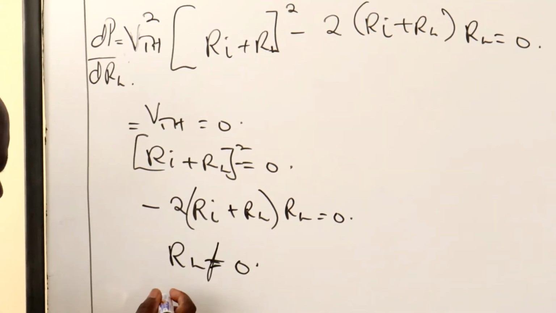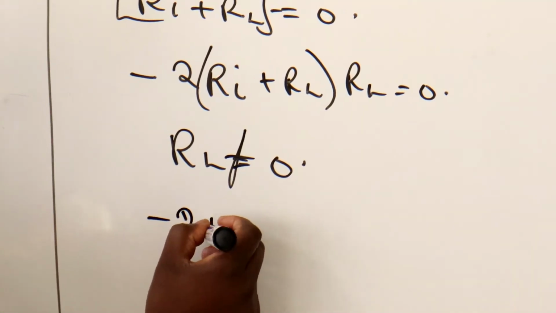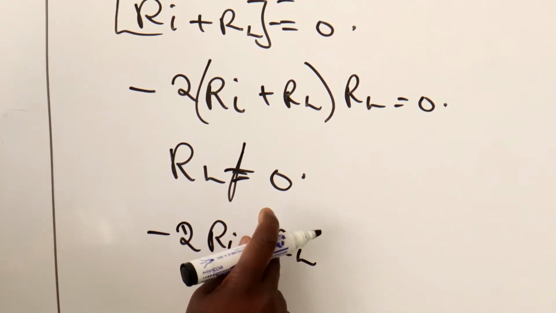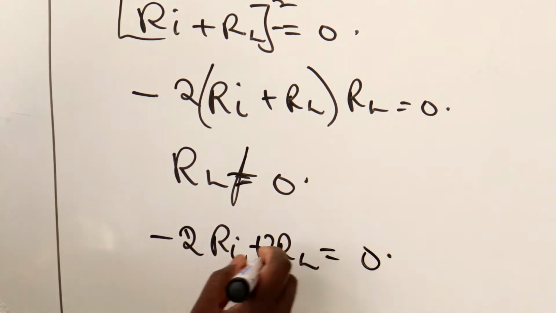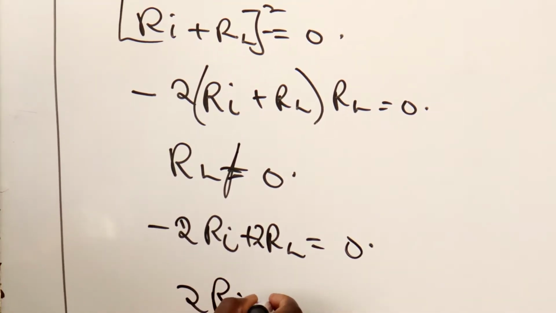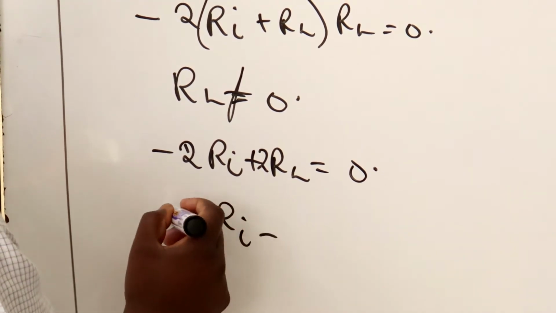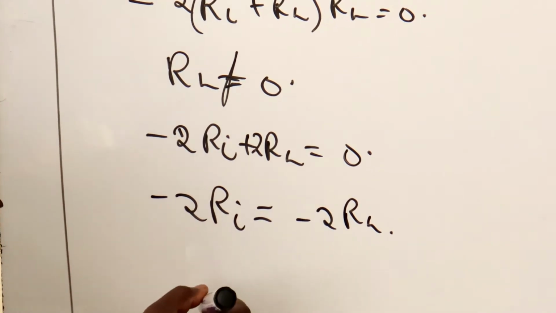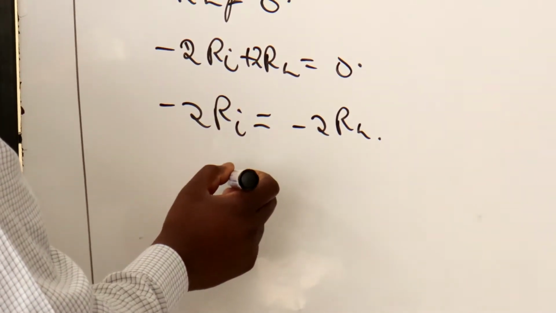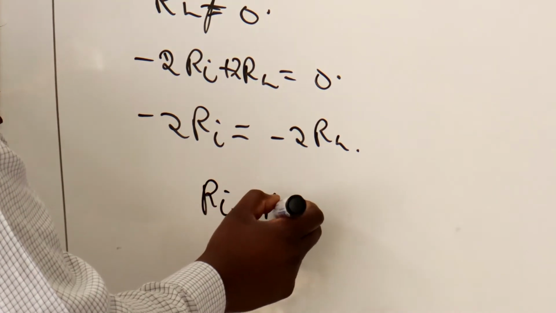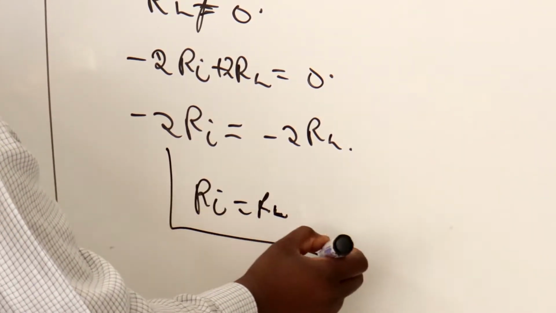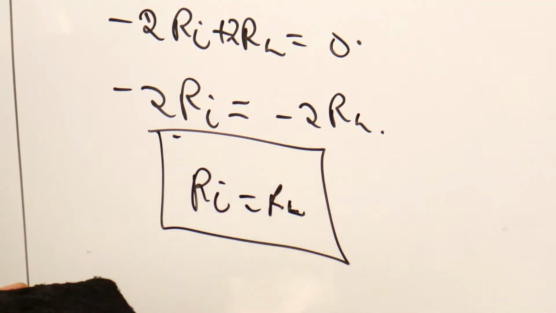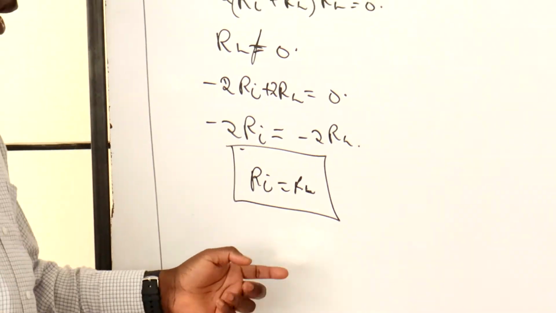Then if you open this, you'll have minus 2 Ri plus RL plus 2 RL is supposed to be 0. Then 2Ri minus 2Ri is supposed to be minus 2RL. So minus and minus cancel, and in this case we shall have Ri equals RL. This gives us the true equation for maximum power transfer. So this is the condition that we need to understand. How do we get here?